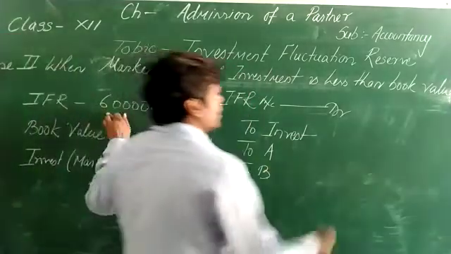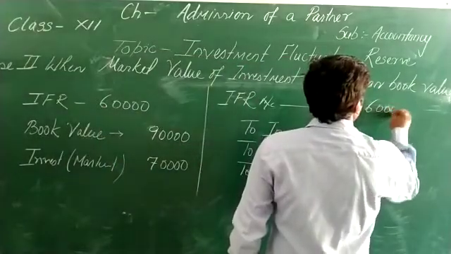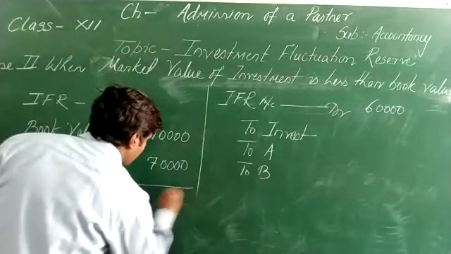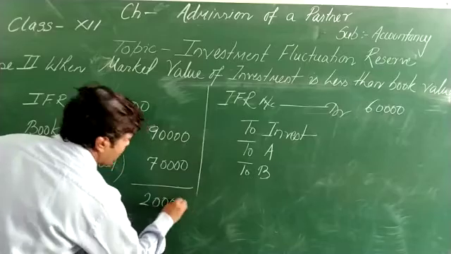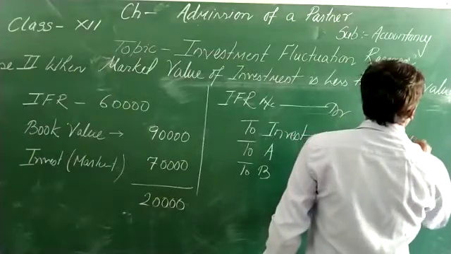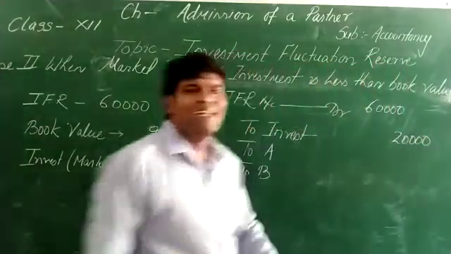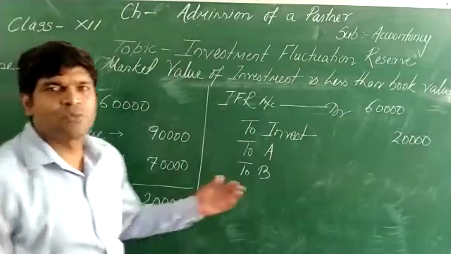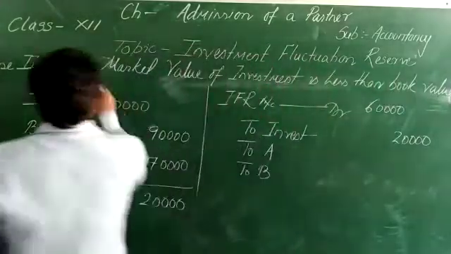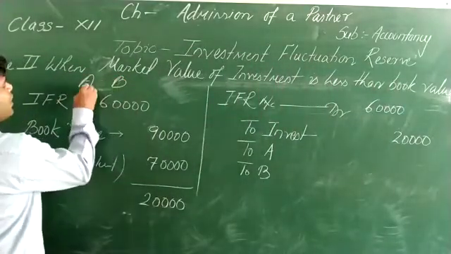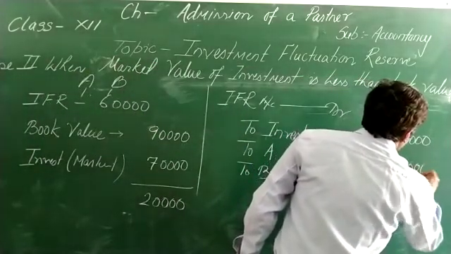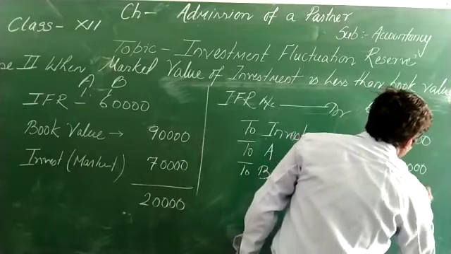So IFR was 60,000. There is a loss of 20,000. It will be compensated from the IFR, so 20,000 will be here. Now the balance 40,000 will be distributed to the old partners in the old ratio. Suppose A and B are equal partners. So in this case 20,000 for A and 20,000 for B.